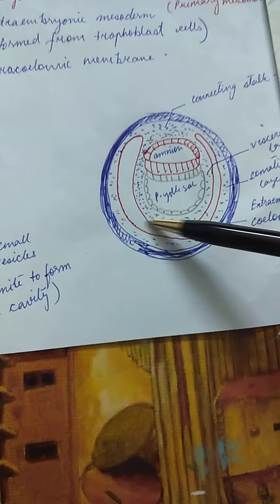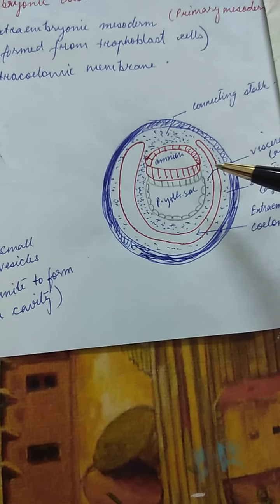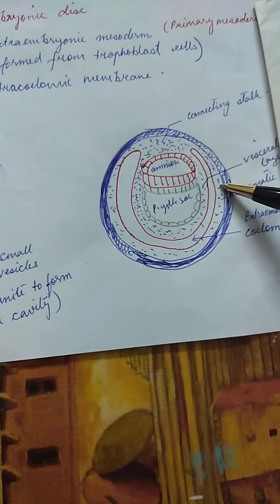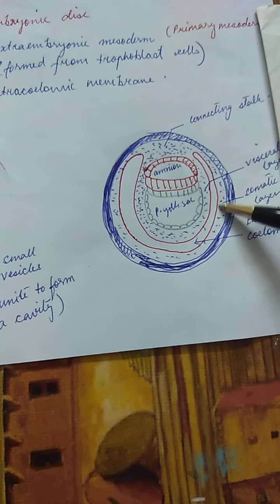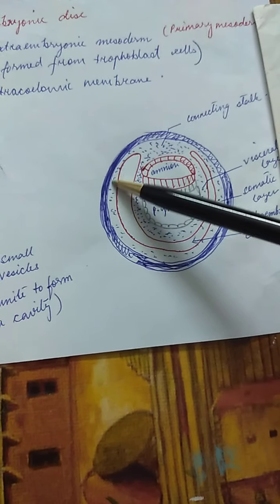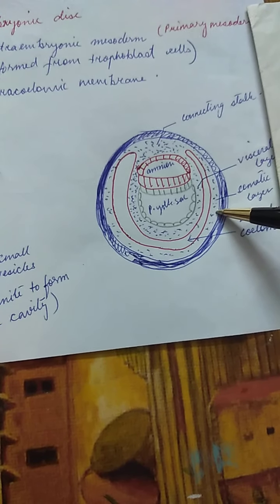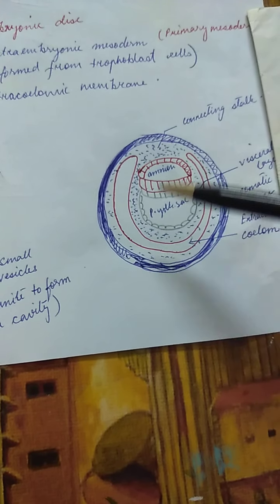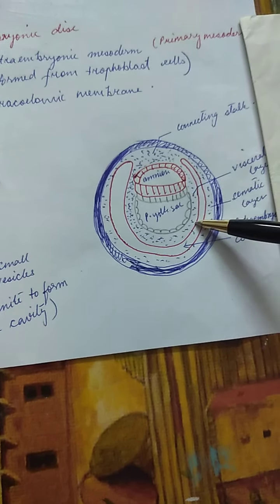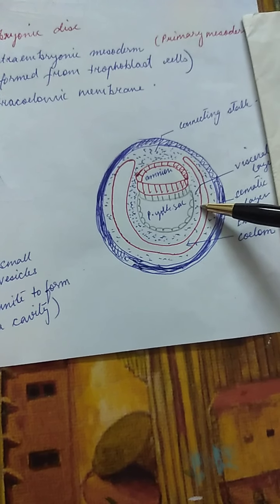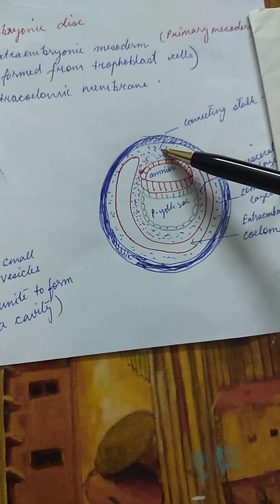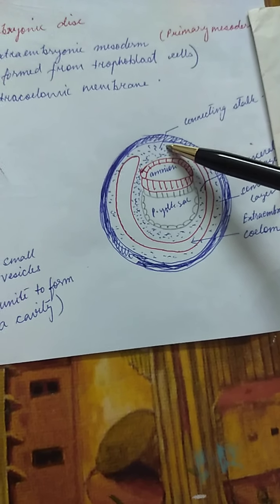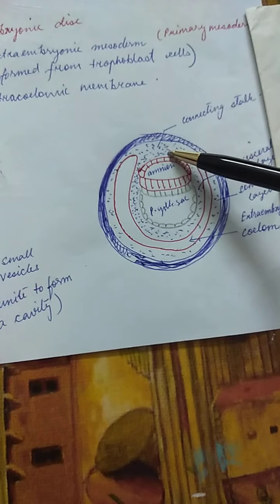The extraembryonic coelom now divides the extraembryonic mesoderm into two different parts or layers. One lining the trophoblast is known as somatic layer, and the one lining the secondary yolk sac and amnion is the visceral layer. Now, this is a region at the animal pole which does not have the cavity or the coelom. It is known as the connecting stalk.